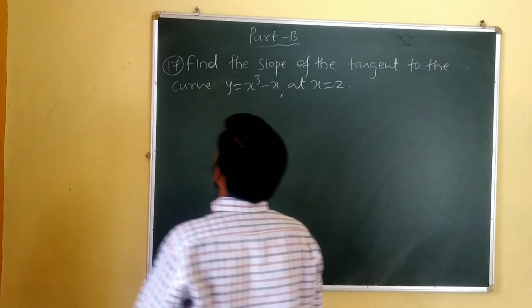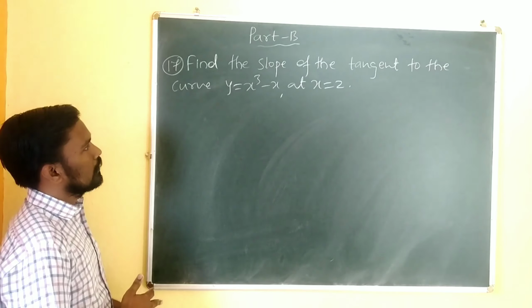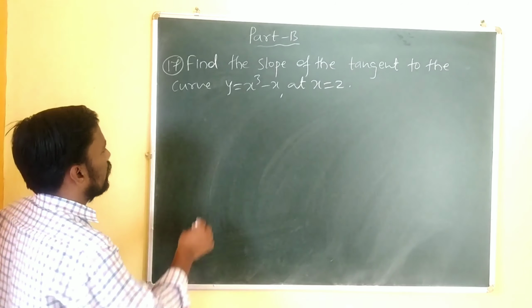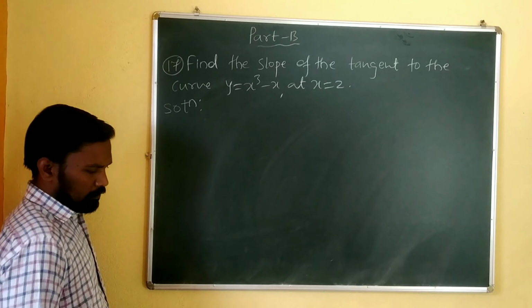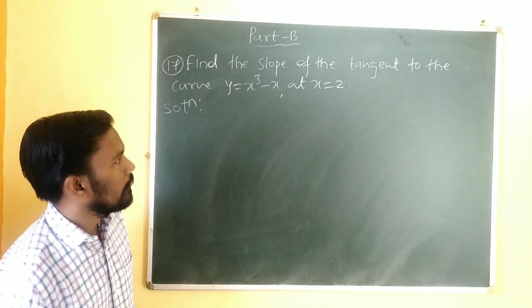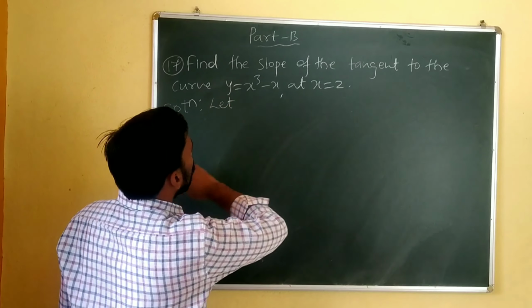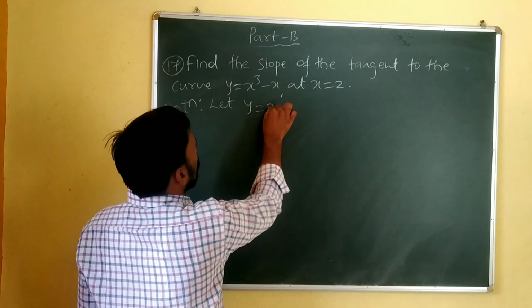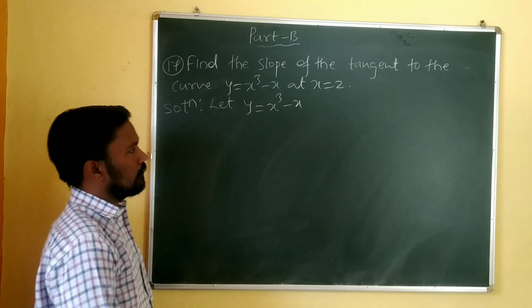Next question, number 17. Find the slope of the tangent to the curve y is equal to x cube minus x at x is equal to 2. Slope of the tangent means what? dy by dx. That is the derivative of the given function only. Let us take the equation of the curve. Let y is equal to x cube minus x. This is the equation of the curve.